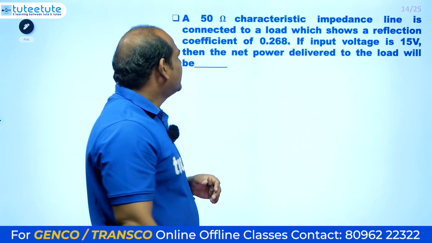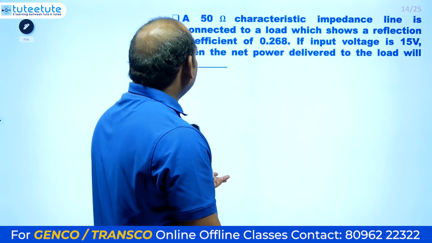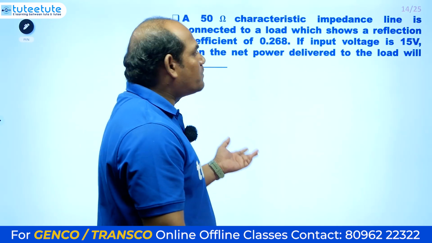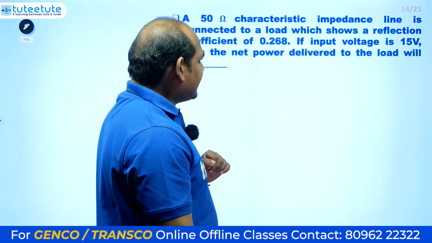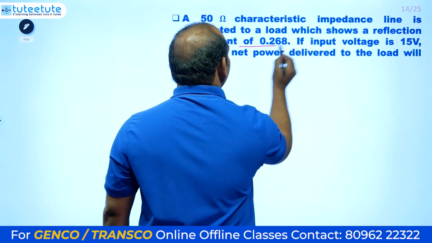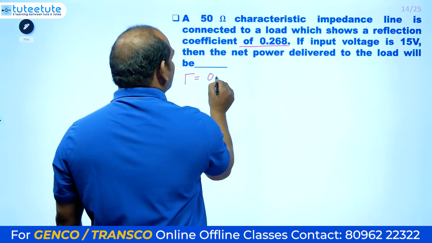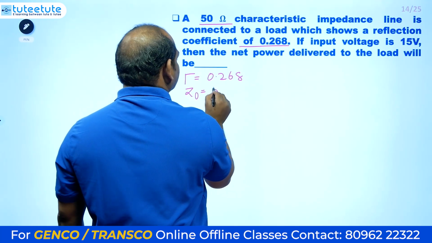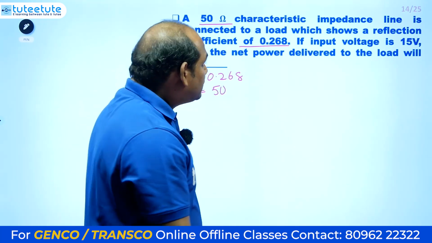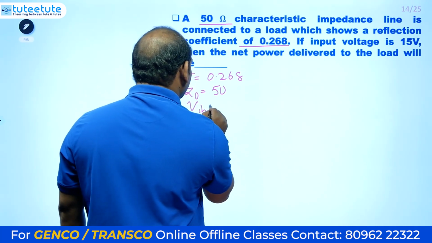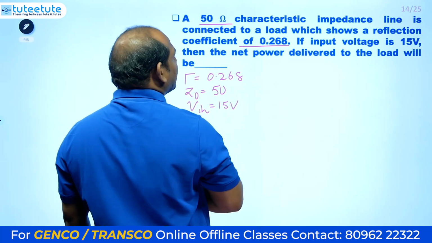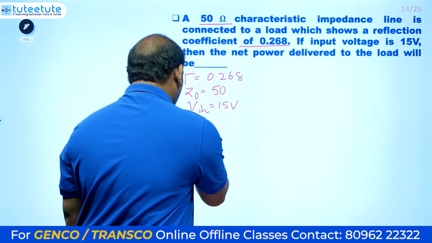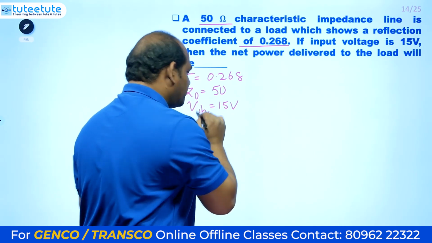Next question we'll see. A 50 ohms characteristic impedance line is connected to a load which shows a reflection coefficient of 0.268. The reflection coefficient is given, so gamma is equal to 0.268, and this 50 ohms is the characteristic impedance. If the input voltage is 15 volts, then the net power delivered to the load, which I represent with PL, we have to calculate.